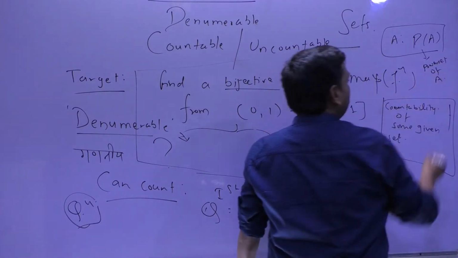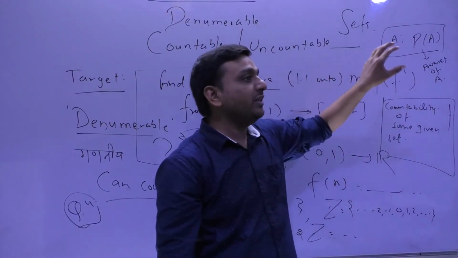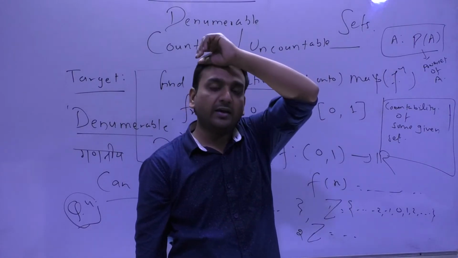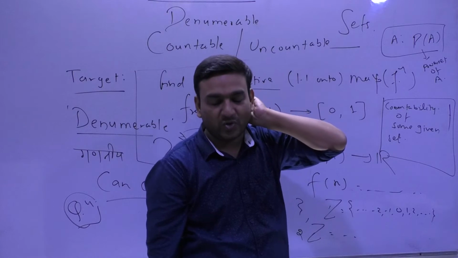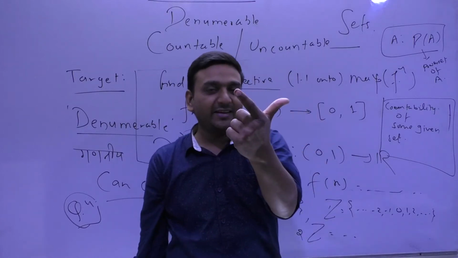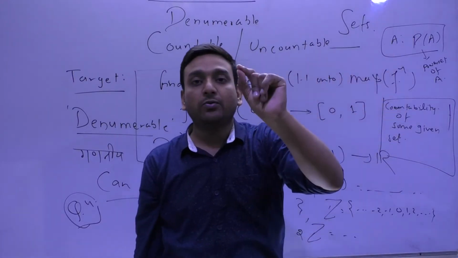Tell me, what is the power set of A? The collection of all subsets of A is known as the power set of A. Okay, so what Cantor said, please note it down roughly.